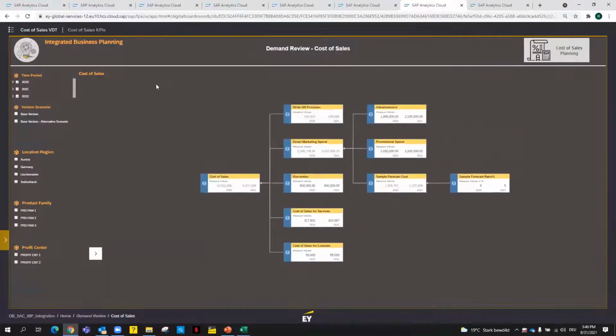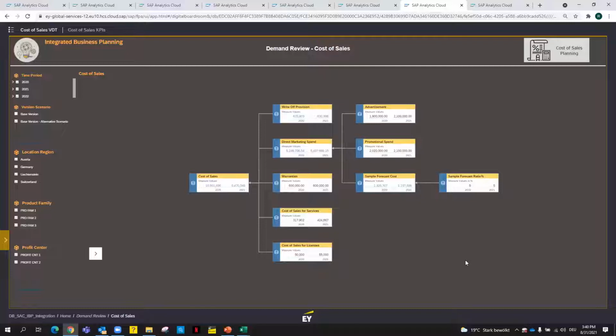And last but not least, I would like to showcase to you how to plan the cost of sales with the use of this model. In our model, we actually consider that cost of sales contributes quite a lot to the profit and loss statement. And in the business model of our customers, we gather the information that we actually have the planning of the provisions, which are part of the cost of sales associated to the write-offs.